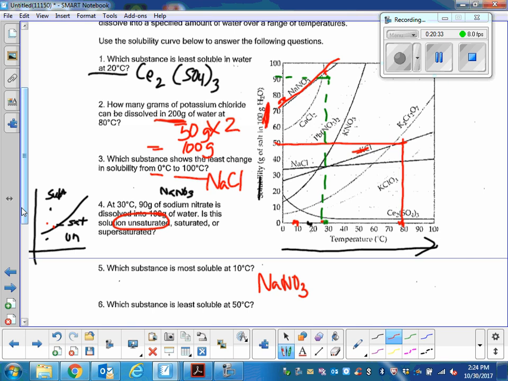The point is below the line. If it's below the line, it is unsaturated. I know which line is which. So this is sodium nitrate's line, and the point is below the line.